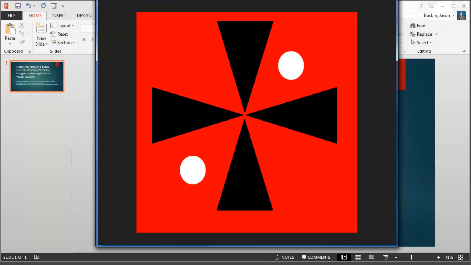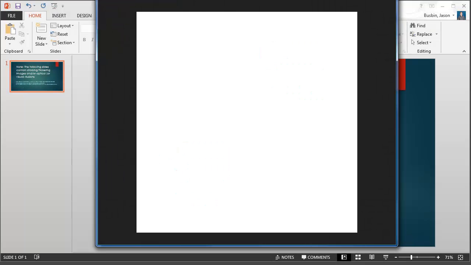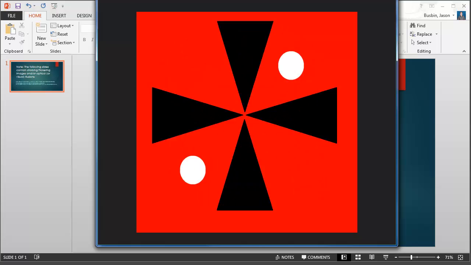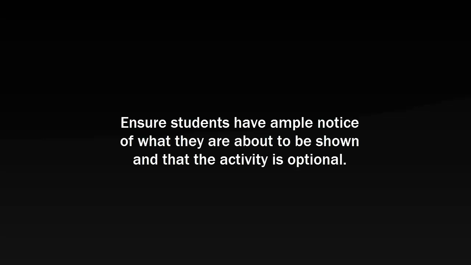Here's an example of a strobing or flickering image. I'll only show this for a few seconds. It can be quite disorienting. Again, if this is something you must use for instructional purposes, ensure that the students have ample notice of what they're about to be shown and that the activity is optional.